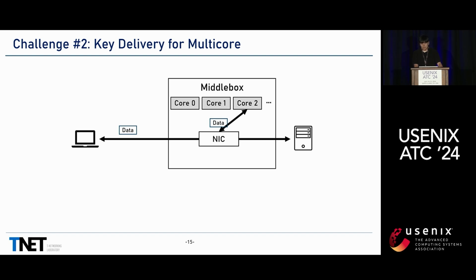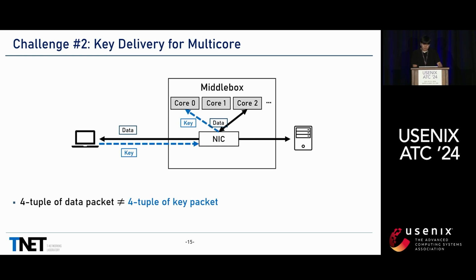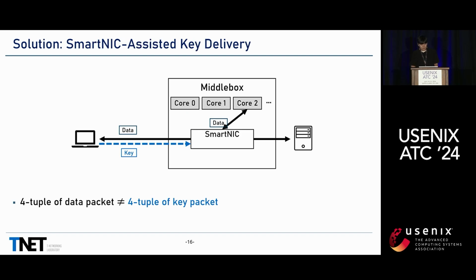However, the mmTLS middlebox should process not only the data packets, but also the session keys received via the out-of-band channel. Since the out-of-band channel has a different 4-tuple from the data packets, RSS will end up forwarding the key packet to another core. So we need additional inter-core key delivery, but it degrades the performance and scalability. As a solution, we exploit a SmartNIC as a session key forwarder.